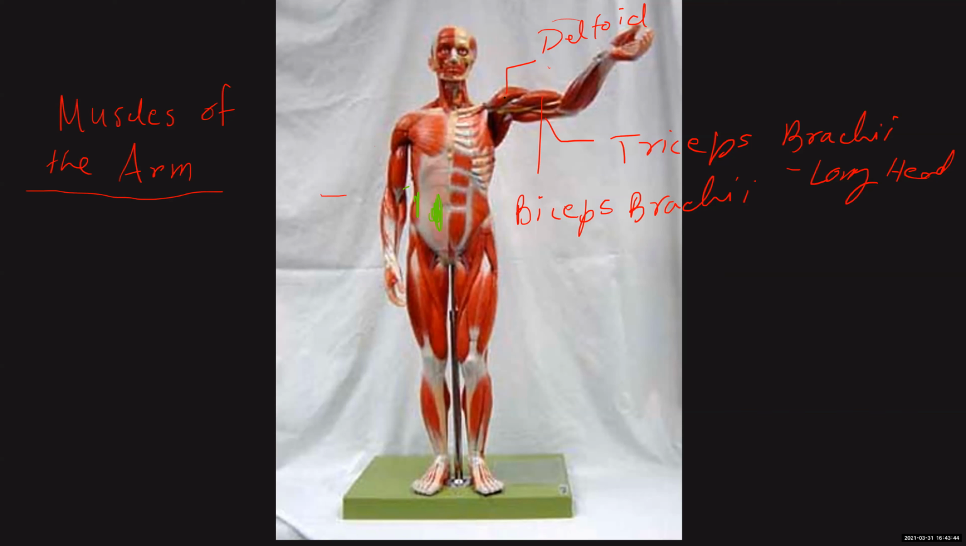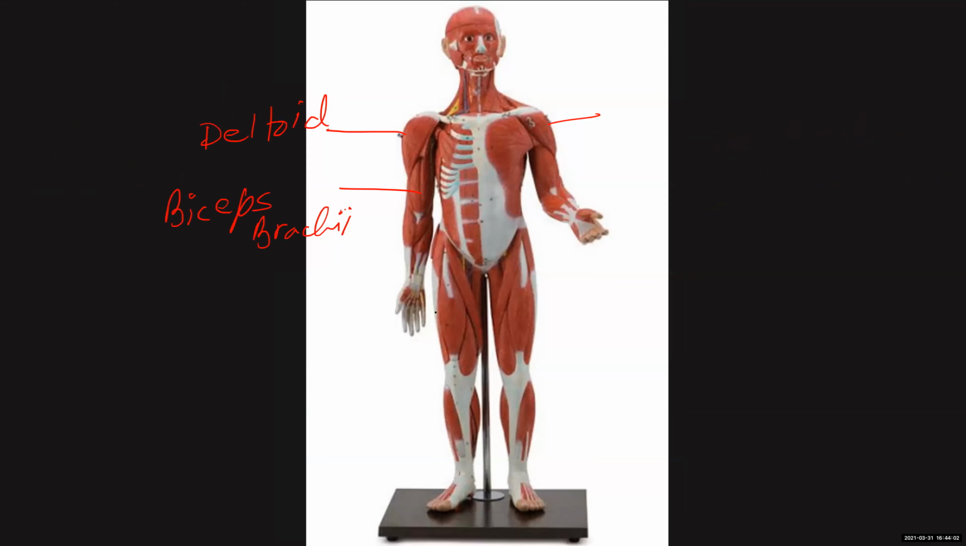And those three are the deltoid, triceps brachii, right there, and the biceps brachii. So enlarge that. Here again, deltoid and biceps brachii. As you can see, deltoid are on both sides rather. Deltoid has three parts.